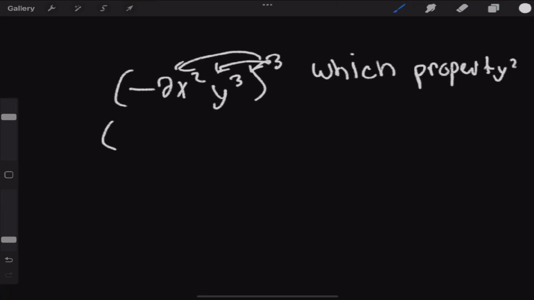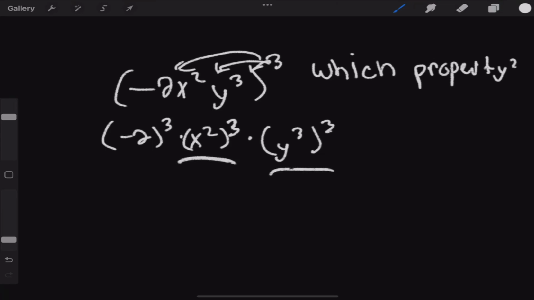a product. So when we break it up, we have negative 2 to the 3rd times x to the 2nd to the 3rd, and then we have times y to the 3rd to the power of 3. Okay? That does not look like a 3. There we go. So when we do each of these, you'll realize that 2 of these are actually a power of a power inside of our power of a product.